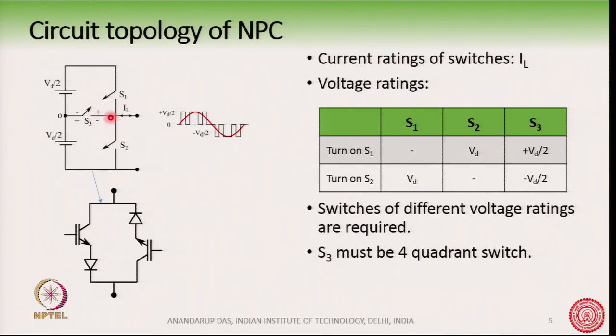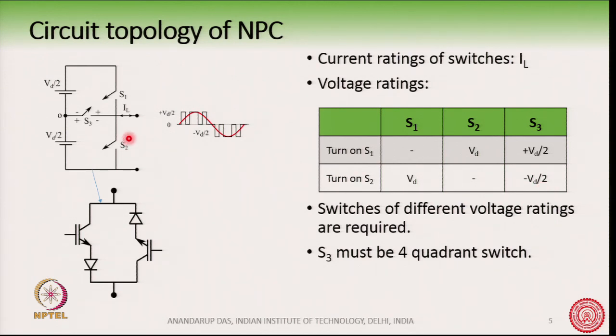So, if I now want to know the voltage rating of S1, suppose I turn on S2, then this point's potential will come here, and so S1 has to block the full DC bus voltage, and hence the voltage rating of S1 should be equal to Vd. This is what is shown here.